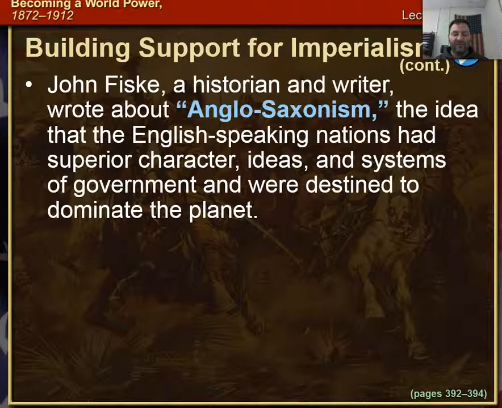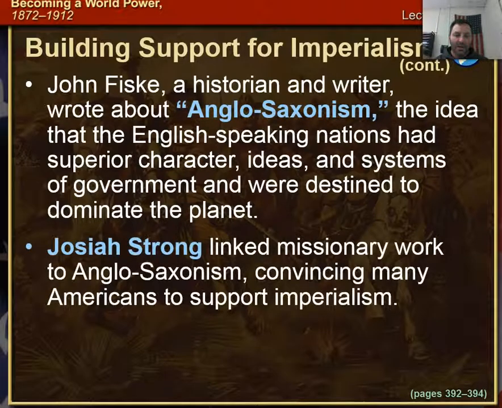John Fiske, a historian and writer, wrote about Anglo-Saxonism. It was the idea that the English-speaking nations had superior character, ideas, and systems of government and were destined to dominate the planet. Josiah Strong also linked missionary work to Anglo-Saxonism, convincing many Americans to support imperialism.